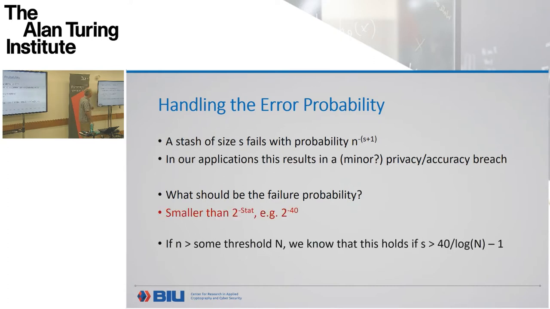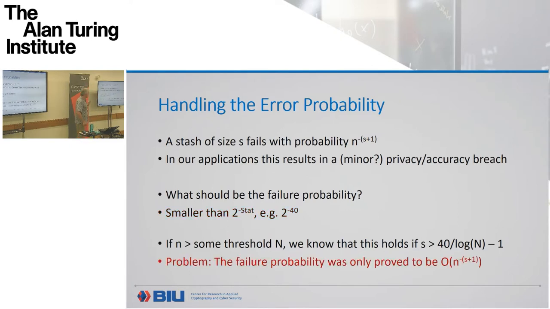So in cryptographic applications, usually we set some statistical security parameter, and we want the failure probability to be smaller than that. Usually we want to make it smaller than 2 to the minus 40. Okay? This is the probability of things not working well. Since we know that this is n to the minus (s plus 1), we know that for any stash size s, from some value of n, the probability will be smaller than 2 to the minus 40. So basically, if n is greater than some threshold, and the stash is bigger than that, then we should be fine. So this is good, but there is one issue.